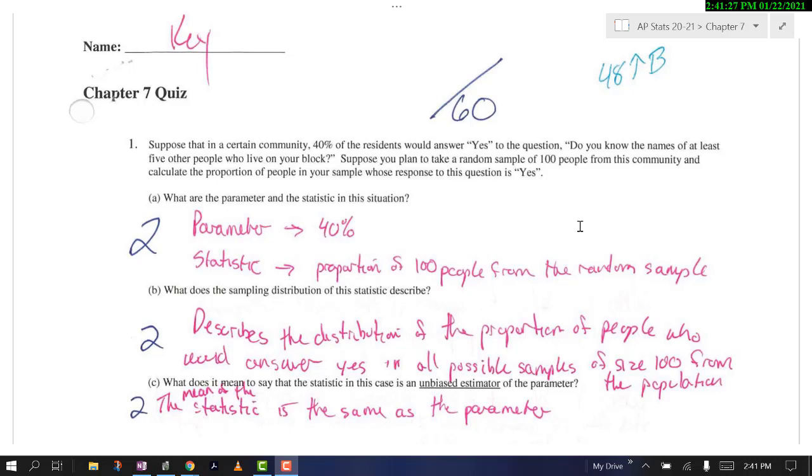For the parameter and the statistic in this situation, the parameter is 40% of the residents who would answer yes. So it's really just 40%. It's just the number. The statistic is the proportion of the 100 people from the random sample. A lot of us forgot or did not put 100 people. I want you to put the sample size in there so it's more specific.